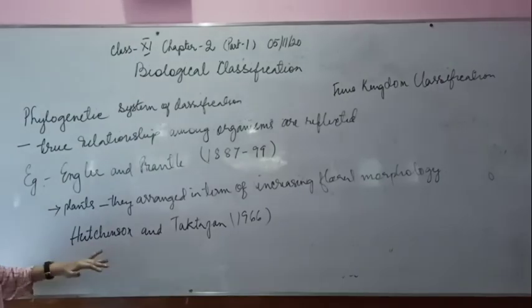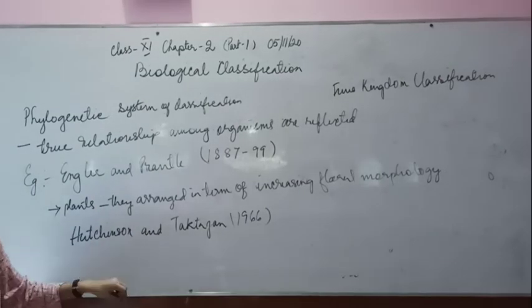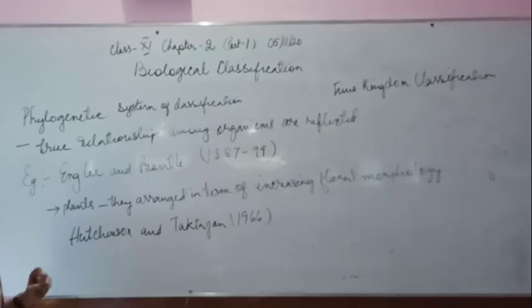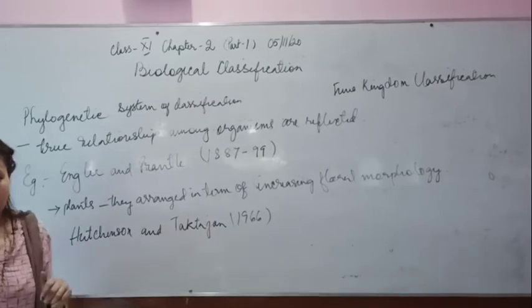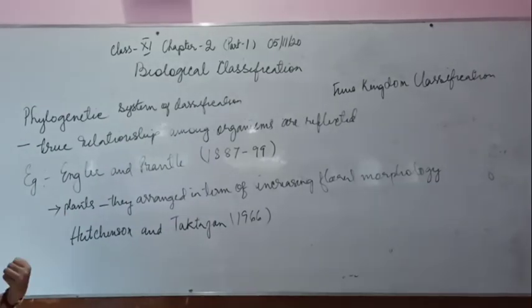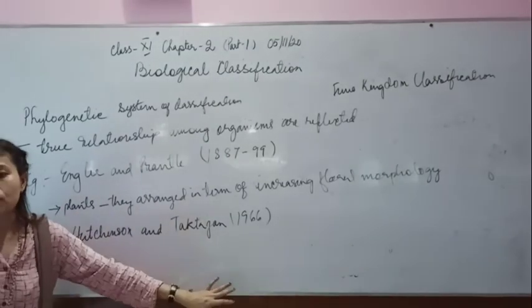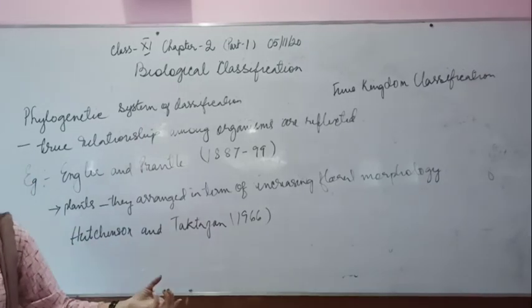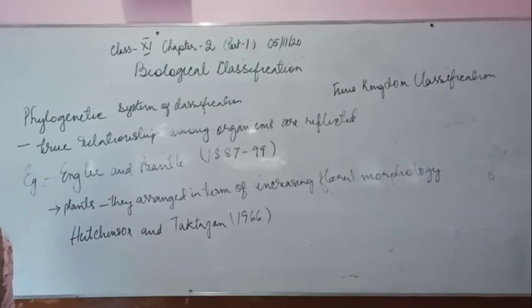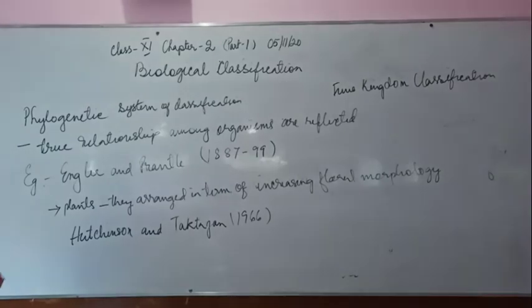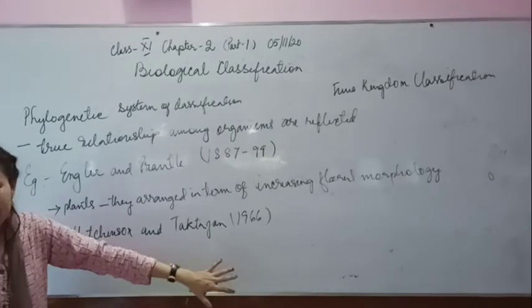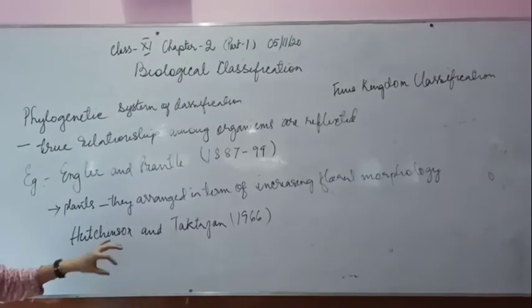In the case of Hutchinson and Takhtajan, they base their classification on possible evolutionary different traits. In the phylogenetic system of classification, fossils play a very important role, but the information from fossils is very limited. There is always a gap. We don't have much information on fossils, and compared to the natural system of classification, the phylogenetic system is less practical. It is very difficult to put into practice.